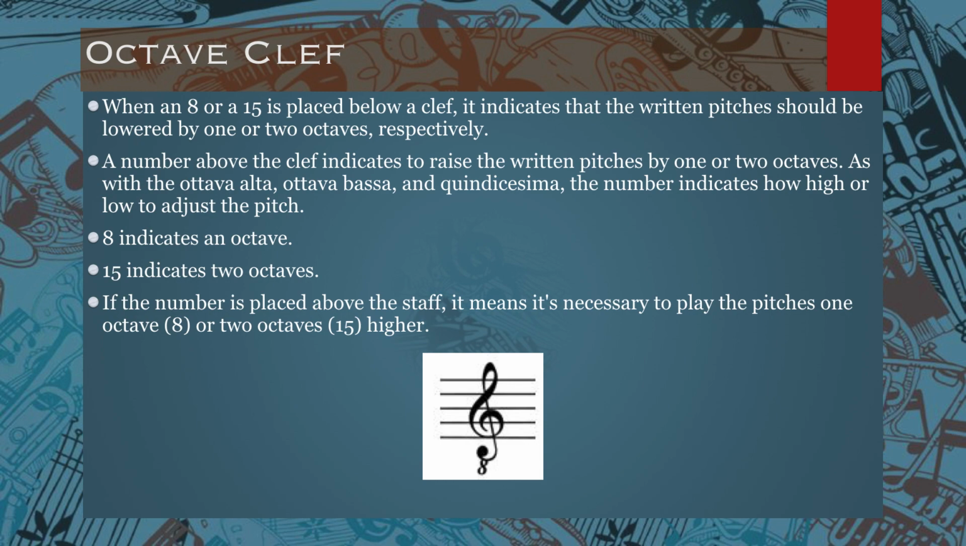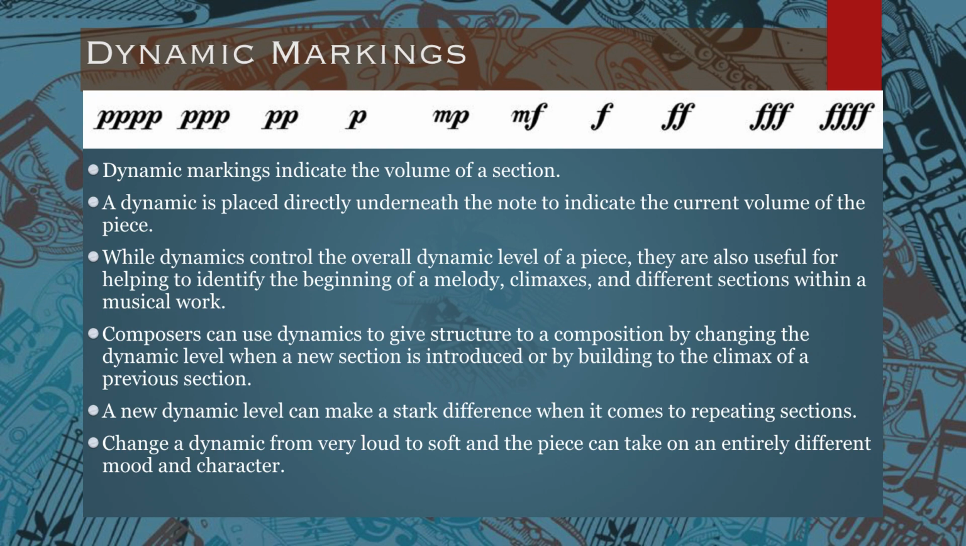Okay, so the final thing we've got to talk about is dynamic markings. Dynamic markings indicate the volume of a section. MP in the middle means mezzo piano, and that's going to be about a medium soft level. Mezzo forte would be medium loud. So somewhere around mezzo piano and mezzo forte might be your normal speaking voice. And then it gets quieter the more P's you add, and it gets louder the more F's you add.